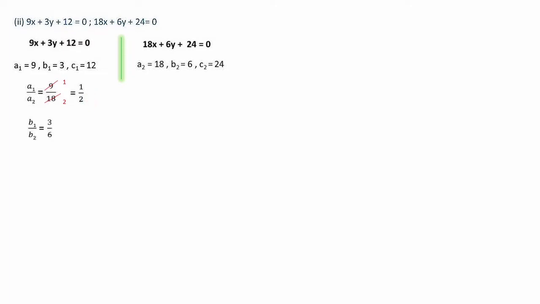Next is b1 by b2. b1 is 3, b2 is 6. So b1 by b2 means 3 by 6. Here also we can cancel 3 in the numerator and denominator. While cancelling, we will get 1 by 2. Final answer we can write as 1 by 2.